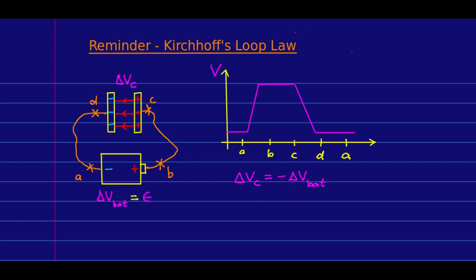But this is actually just a direct consequence of something we've already seen, which is Kirchhoff's loop law. Remember that told you that if you go around any closed loop, and this is a closed loop, then the sum of all the potential differences has to be zero. And so that's all we're seeing here.